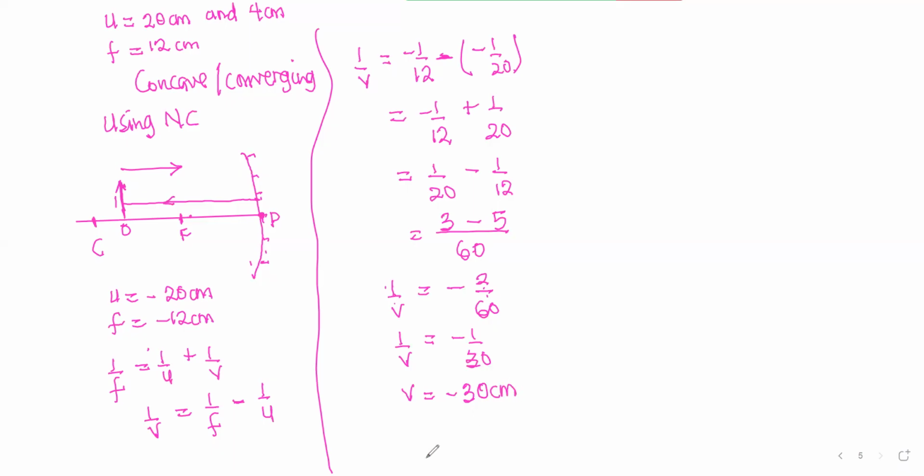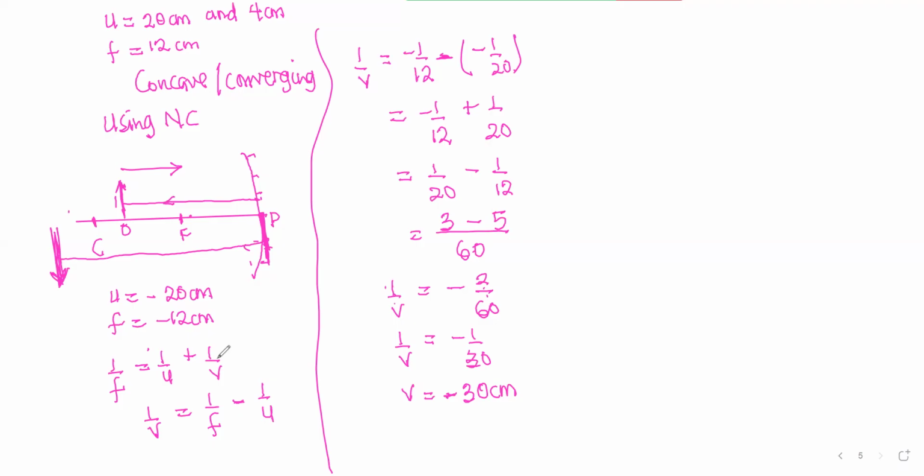Now the fact that this time around V is negative means that the measurement of this V must be against the direction of the incident light. So when we are measuring this, we must go in this direction, against the direction of the incident light. That is where the image will be. So image clearly is real. All real images are inverted.